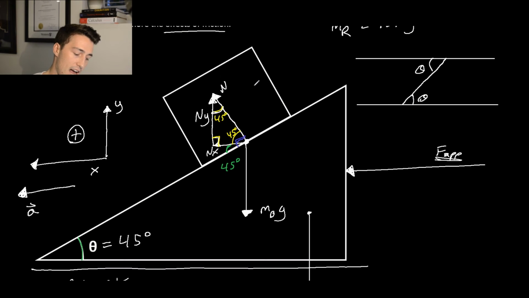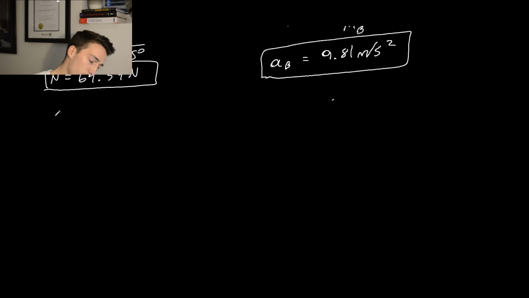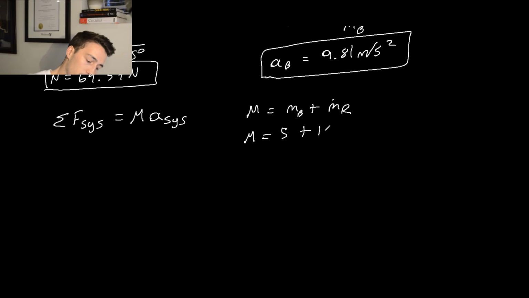And now, we weren't actually asked for the acceleration, we were asked for the force applied so that this block does not accelerate, or does not slide down the slope. So what we do here is sum of the forces on the system is equal to big M times acceleration of the system. And this big M is going to be the sum of the mass of the block and the mass of the ramp. So M is going to equal 5 kilograms plus 15. M is equal to 20 kilograms.